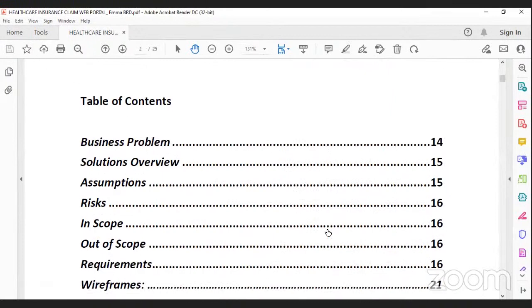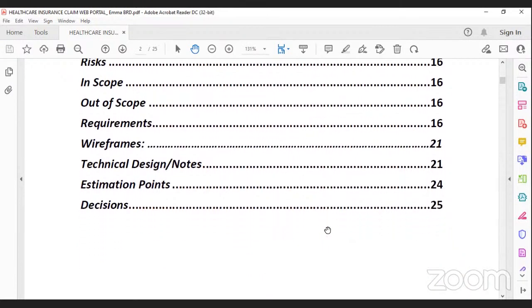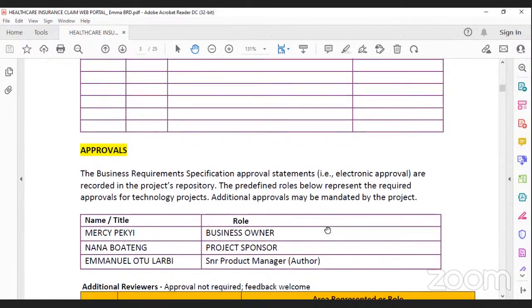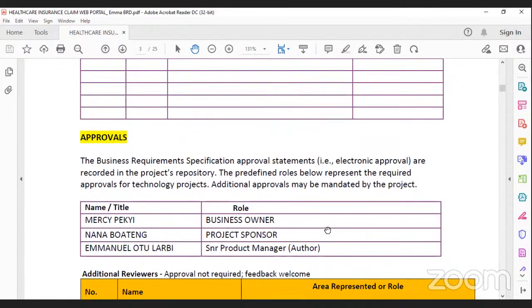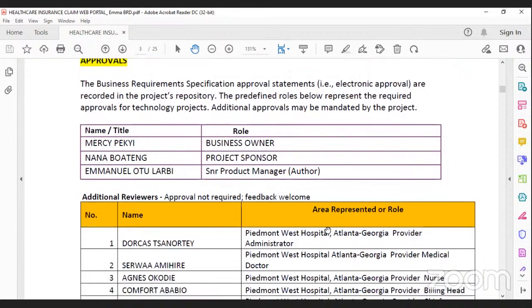Here we have the table of contents: business problems, solutions overview, assumptions, risk, in scope, out of scope, requirements, wireframes, technical design notes, estimation points, and decisions. Great. For the initial history, there's not much to talk about because it is the initial draft and we are working on it. After this is done, we are going to include the history. Approvals: we are looking at the business owner, the project sponsor, and then myself, the senior product manager, who is also the author of this document.